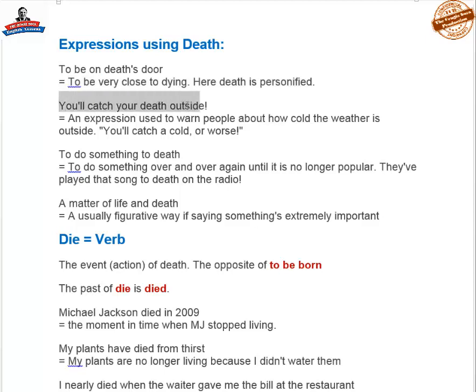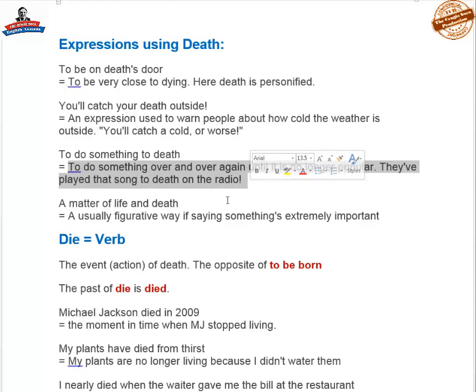You'll catch your death outside. This is an expression used to warn people how cold the weather is outside. It means you'll catch a cold, or maybe worse. To do something to death. This means to do something over and over again until it is no longer popular. They've played that song to death on the radio.